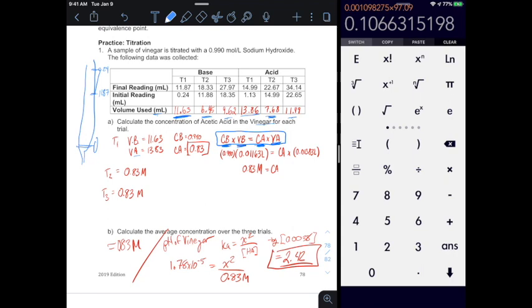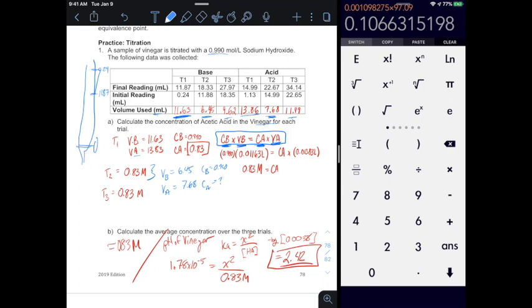Why don't we work out equation number 2? Let's do trial 2 together since we have this worked out. So trial 2, we have a volume of base, which is 6.45, and a volume of acid, which is 7.68. We do know the concentration of the base equals 0.990. And so what is the concentration of the acid?